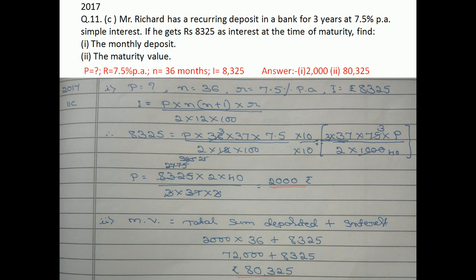By pausing the video. Now, maturity value they are asking. It is very simple now. Total sum deposited, say 2000 is a monthly deposit for 36 months. So this is my investment. Total sum deposited. Interest is given by them only as 8325. Add both of them. So maturity value is 80,325 rupees. See the way the question has been changed. This also is one of the important types of question where you have to calculate principal when the interest, rate and time are given. Then calculate the maturity value.